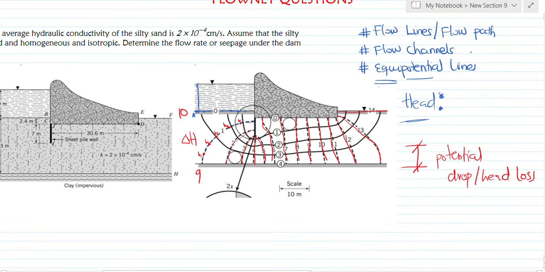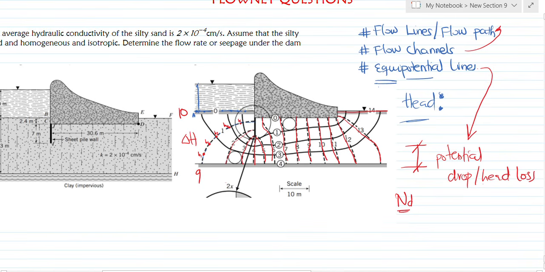The space between two flow lines is a channel, right? And the difference between two adjacent equipotential lines is the potential drop, or head loss. So let's take note of that. Now, if we want to know the total number of drops, this is how we do it.